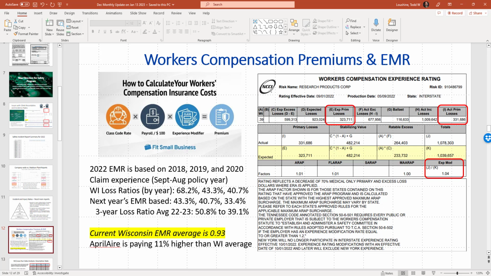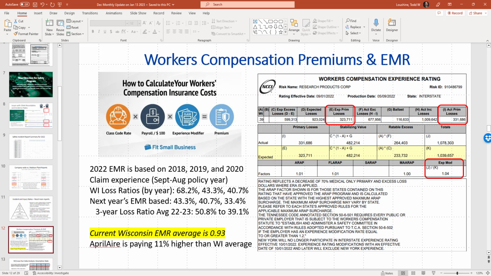I also did a loss run ratio, and Jim had talked about this as well. That you have to be below 40 to get the experience mod below 1. So what I determined based on '18, '19, and '20, and this is based on a September to August policy year, so I was following their fiscal year, the Wisconsin loss ratios were 68%, which is really high. That was in 2018. That was a bad year. In 2019, they got it down to a 43. In 2020, it was a 40.7. So everything is above 40.